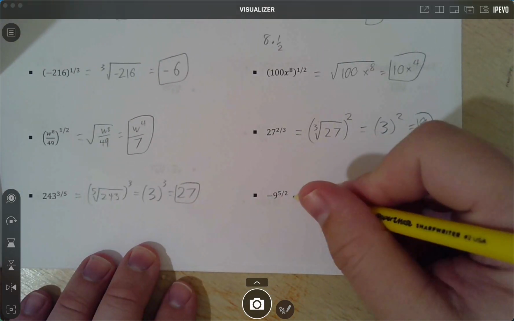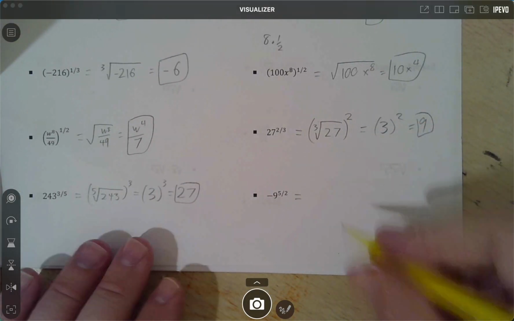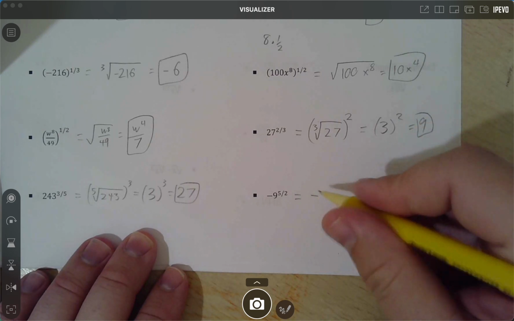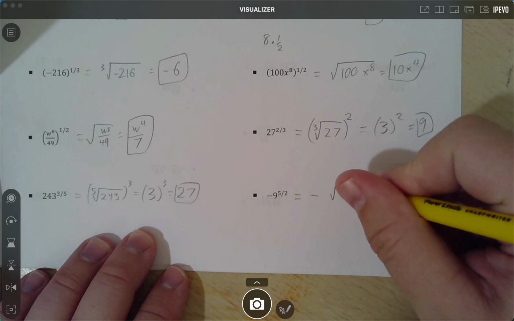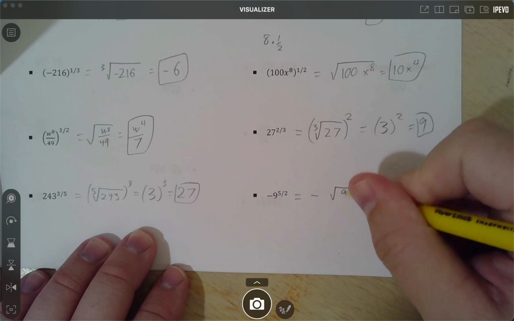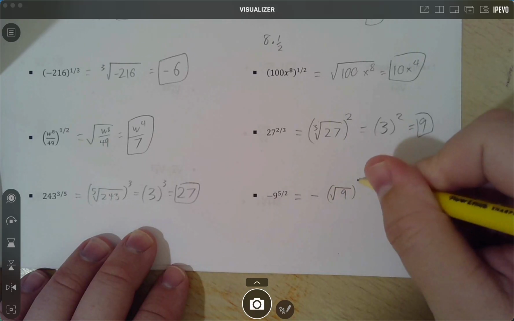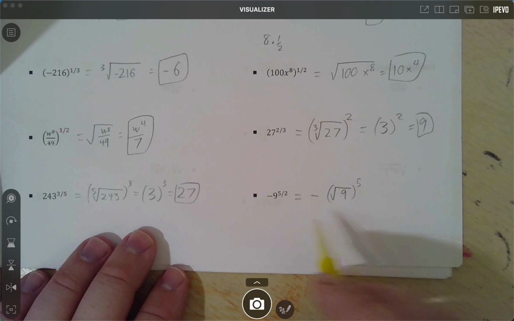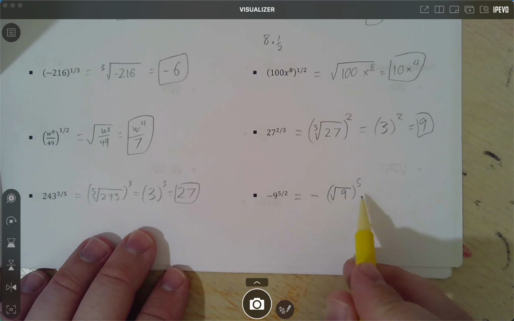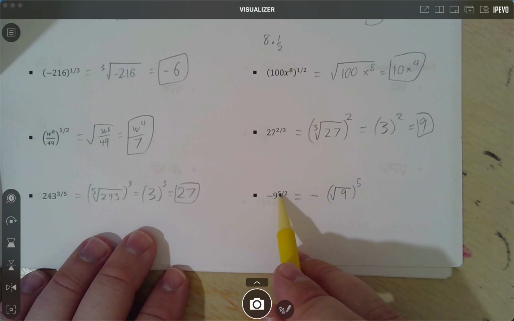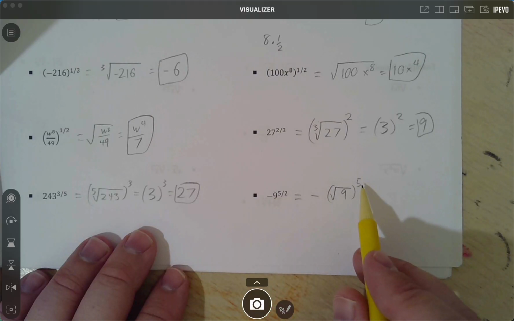Alright, now this next one is tricky, but just remember the one rule. And the one rule is that a negative out front, unless it's wrapped in parentheses, is not a part of your exponent. So that's how we're going to choose to rewrite this. The negative is just there. The over 2 is the square root. And the 5 on top is the exponent.